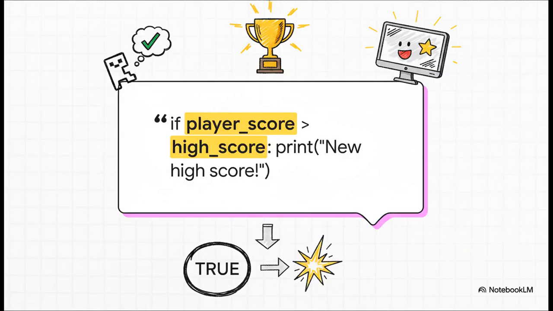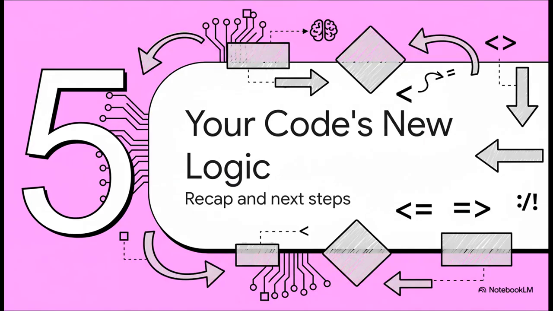And look at this. This brings us right back to our original question. The code asks, if the player's score is greater than the high score, what's the verdict? Well, 12,500 is bigger than 10,000, so the verdict is true. And because it's true, the program is allowed to run that print command, and congratulations pops up on the screen. Simple as that. And just like that, you've totally grasped the core of how programs make decisions.